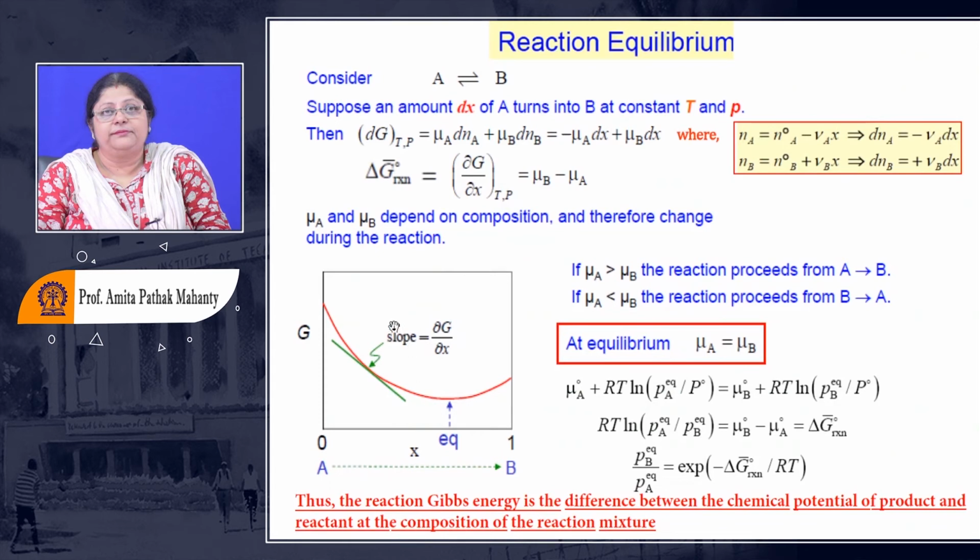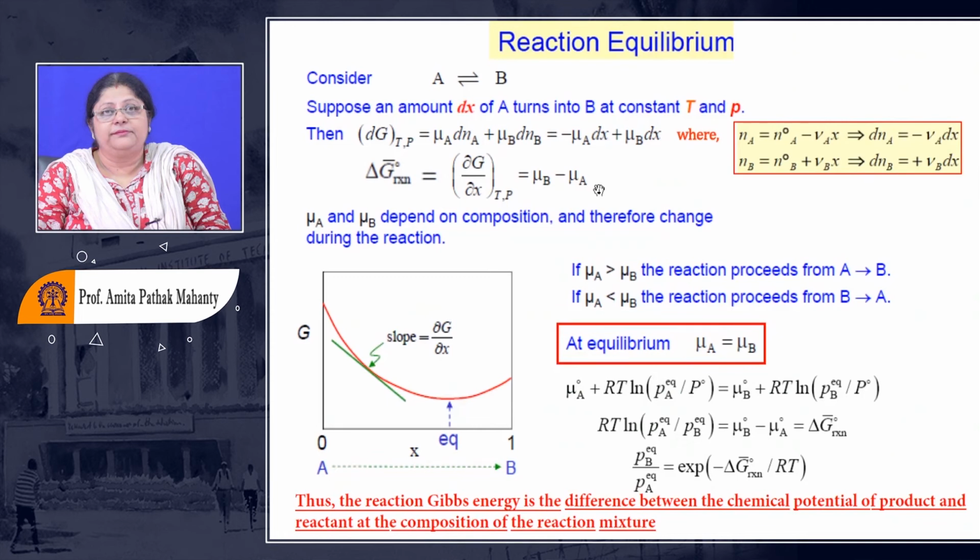I am going to look into the slope, how G is changing with the progress of reaction for a given temperature and pressure. So from this expression, I can get the change in G with respect to X. It will be nothing but mu B minus mu A. And what will that be equal to? That will give us the standard delta G reaction, which is nothing but the chemical potential of B minus A.